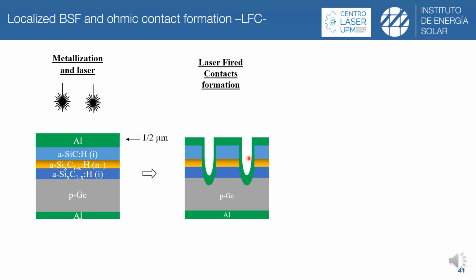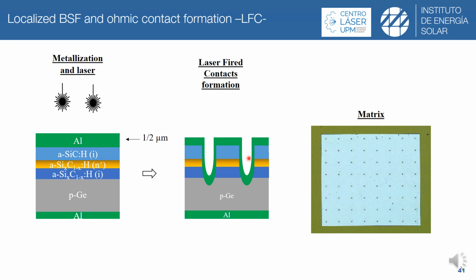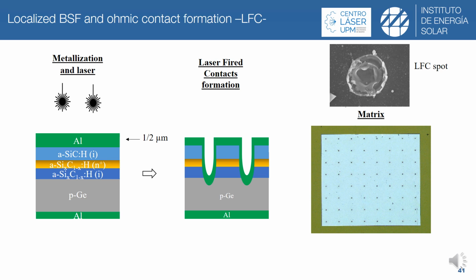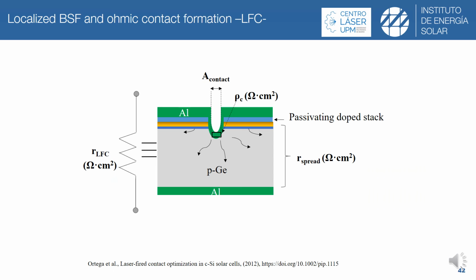In this regard, two different aluminum thicknesses have been tested, 1 and 2 microns, and the process consists, as I said, of irradiation with a laser source, and to that end we have used square metallized areas of 4 square millimeters. To evaluate the quality of the contact at the semiconductor-metal interface, matrices with different numbers of spots have been used. And this is just a picture of the laser fired contact spot created by the Nd:YVO4 laser system.